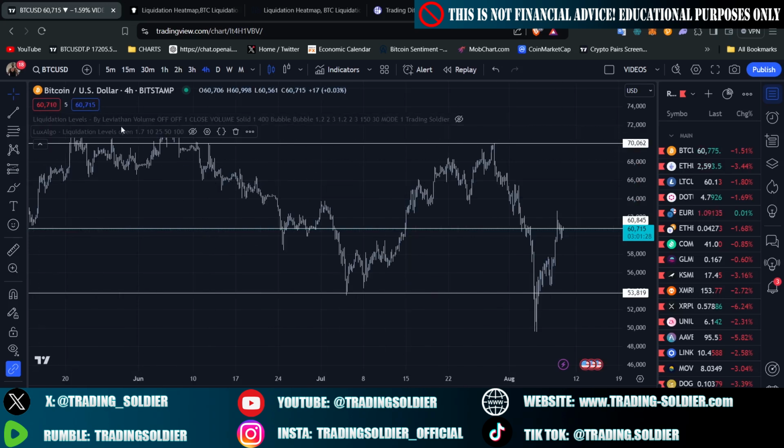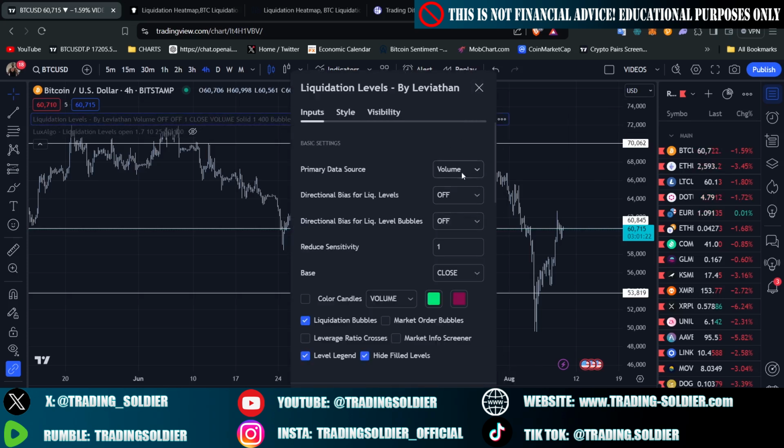Because as I said before, if you look at the Liquidation Levels indicator by Leviathan, what are the sources of data that it is using to calculate this indicator? It's the volume, the CVD, and the open interest. Two of these metrics are derived from the price. The open interest is not, because the open interest is the number of outstanding contracts that are open in a given market at a given time, but the volume and the CVD are a derivative of the price. So the base of all this is the price.